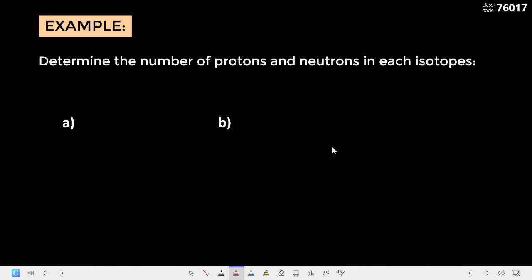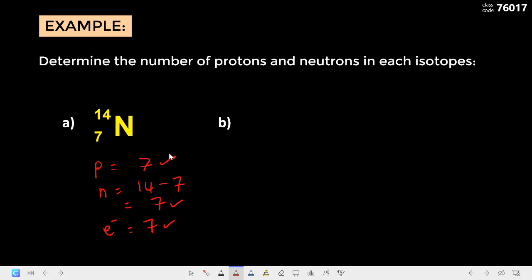Next, determine the number of protons and neutrons in each isotope. So I have nitrogen 14, 7. So proton 7, neutron 14 minus 7, which is 7. Electron, okay, 7. Ni simple example. Next, nitride ion, N3 minus. Okay, what is the number of proton? Proton is 7. Okay, neutron also 7, 14 minus 7.